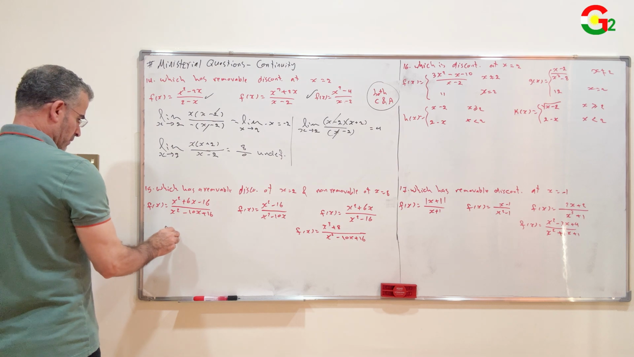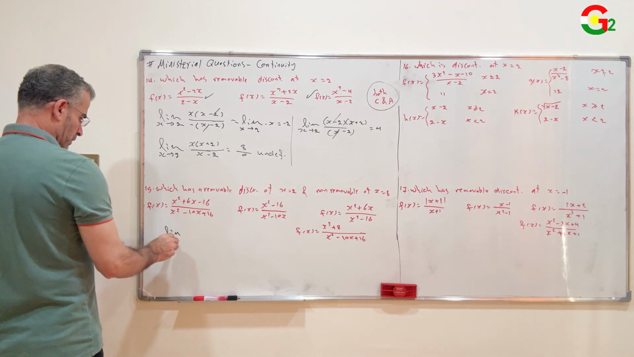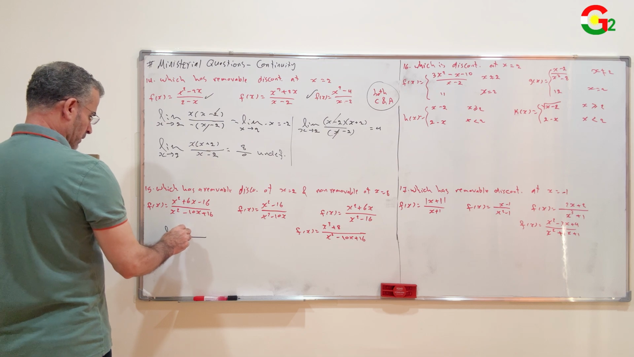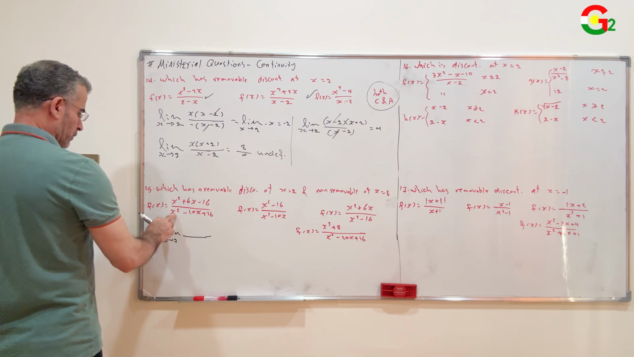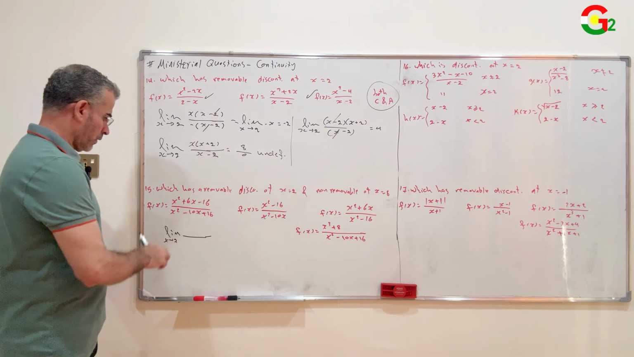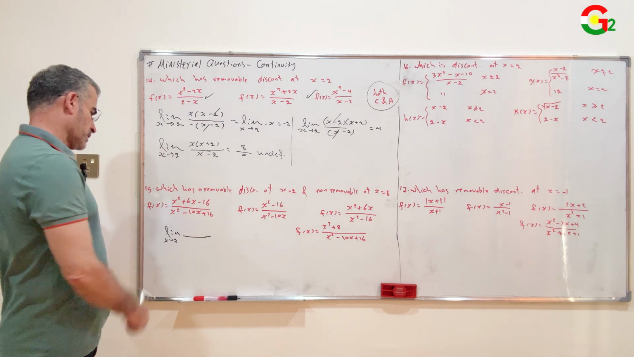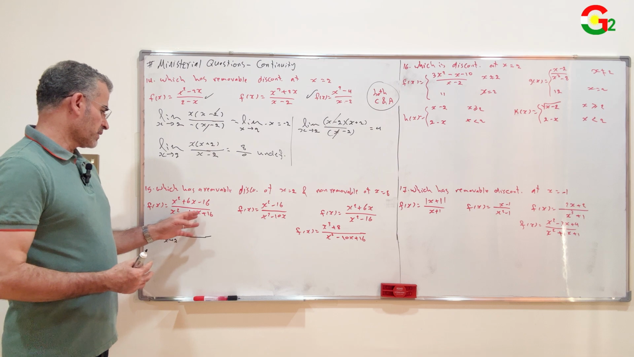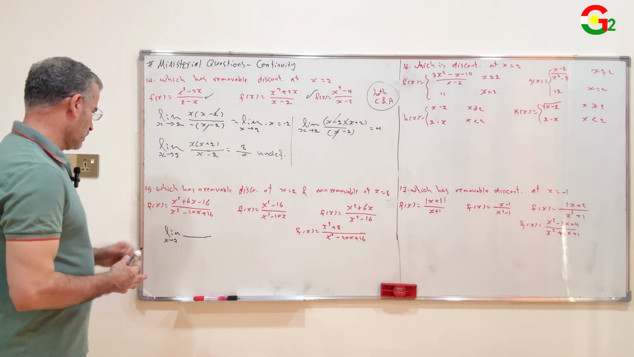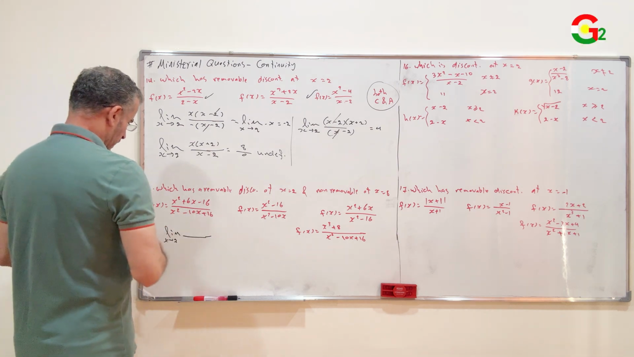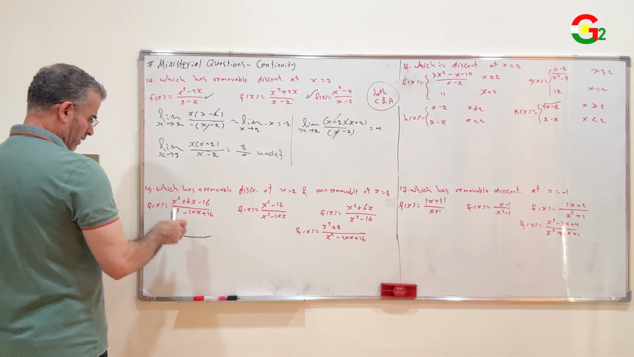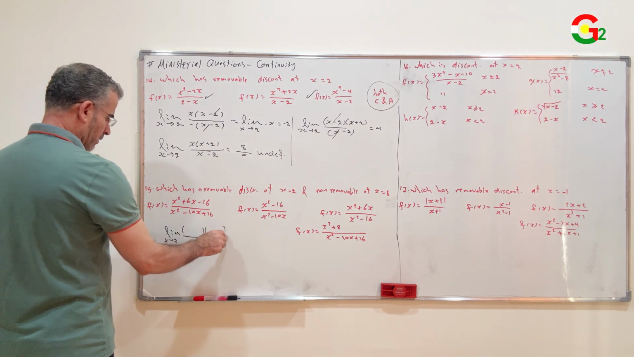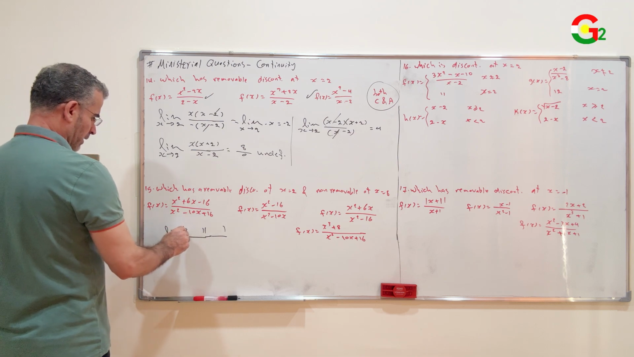Let us check the first one, limit as x approaches 2 for this function. When x approaches 2, 2 squared is 4. 4 minus 10 times 2, 4 minus 20, negative 16 plus 16, 0. Therefore, direct substitution does not work. I must factor the numerator and denominator.